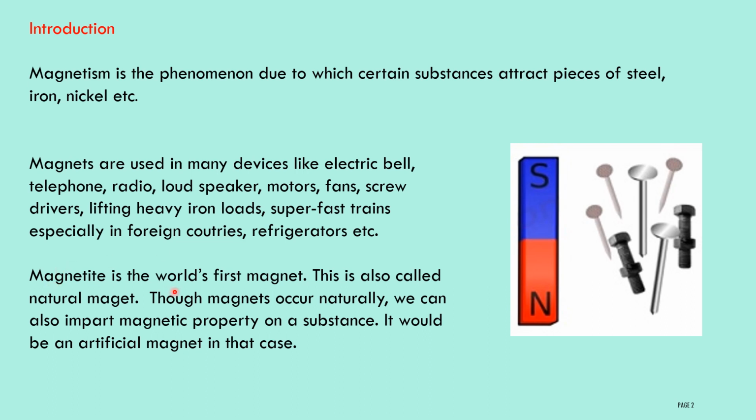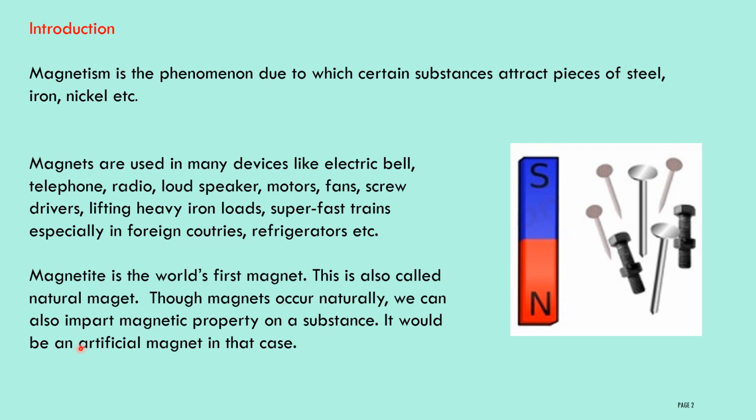Magnetite is the world's first magnet. You have to remember this one. Magnetite is the world's first magnet. This is also called a natural magnet. Magnets occur naturally, almost all the magnets occur naturally in the earth's crust.